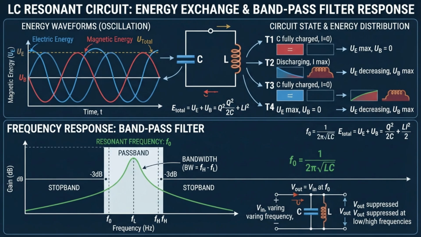How can a filter become extremely selective, passing one frequency with almost no loss, while rejecting frequencies just a little higher or lower? The answer lies in one of the most important concepts in RF engineering: resonance.